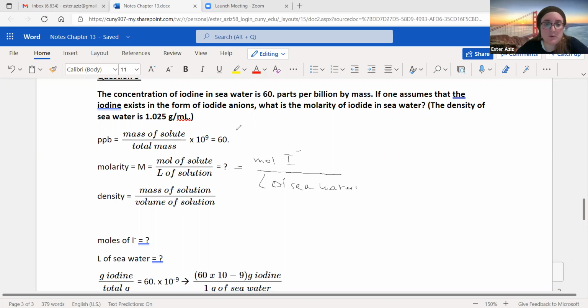Now we have to use this information to find moles of iodide and liters of the seawater in order to find the answer to this question. So we need to find these two things here.